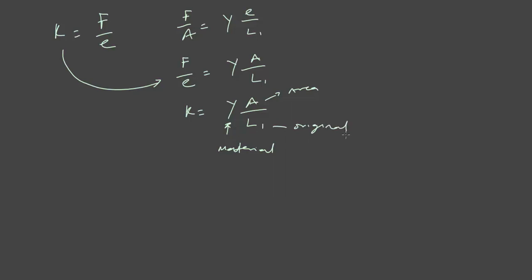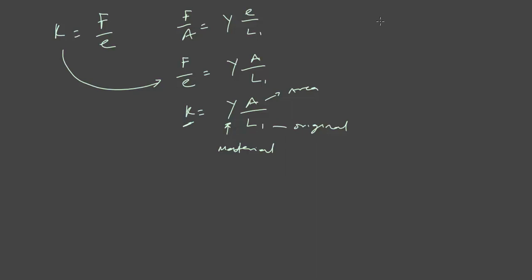So what you can imply from this is Young's modulus is constant irrespective of the structure of a material, whereas stiffness is determined by the structure of a material. So let's take a look at this illustration.